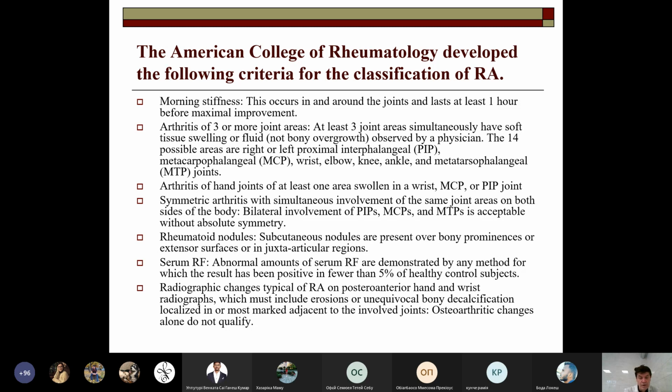So, radiographic changes typical of rheumatoid arthritis on posteroanterior hand and wrist radiographs must include erosions or unequivocal bony decalcification, localized in or most marked in the involved joints. Osteoarthritic changes alone do not qualify, because osteoarthritic changes are located in the distal joints but not in the proximal. But the criteria must be checked completely, with only the proximal symmetrical pattern.